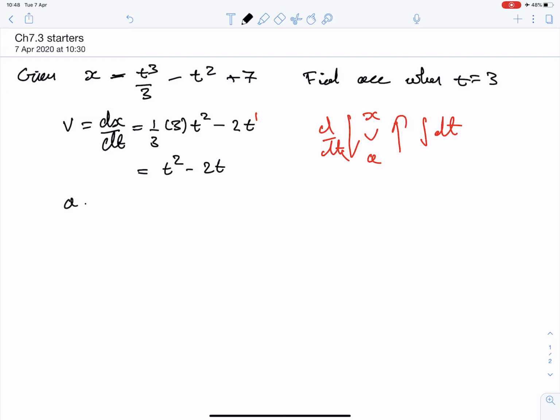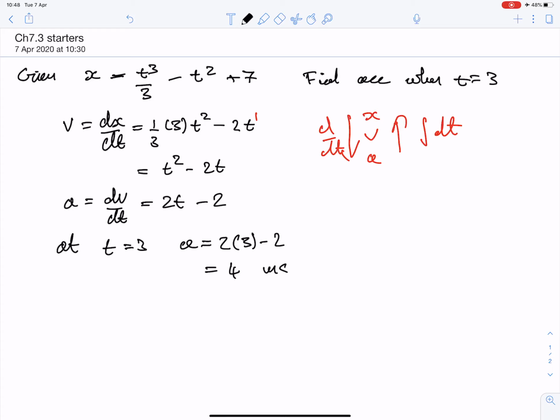So to get to the acceleration, we differentiate the velocity, and we get 2t minus 2. So at t equals 3, a is equal to 2 lots of 3 minus 2, which is 4 meters per second squared, assuming that x was in meters and t was in seconds to start with.